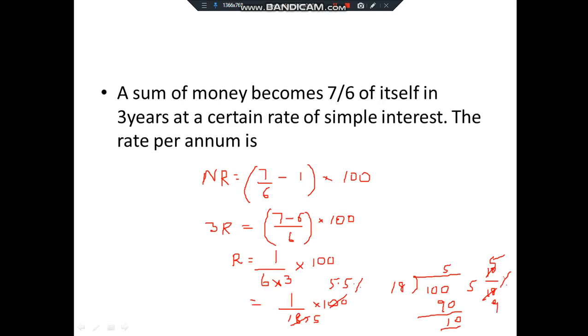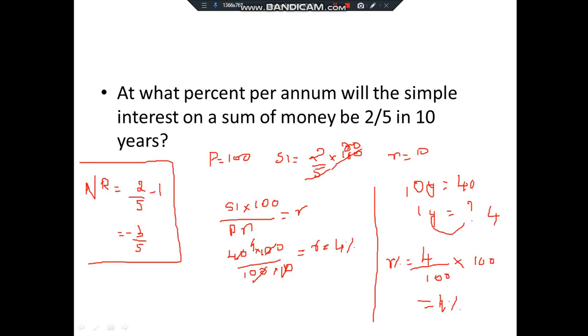The next question, guys, a sum of money becomes 7 by 6 of itself in 3 years at a certain rate of simple interest. The rate per annum is. Don't get confused. You can use the same shortcut to follow this, okay? But the difference is they have given the fraction, that's all. Okay, fraction times t is 7 by 6. So t minus 1 into 100. So 7 by 6 minus 1 into 100. When you take LCM, get it as 1 by 6 into 100, okay? So R is equal to 1 by 18 into 100. So 100 by 18, you get it as 5 by 9%. Okay, try it by yourself. Okay. See the next question.